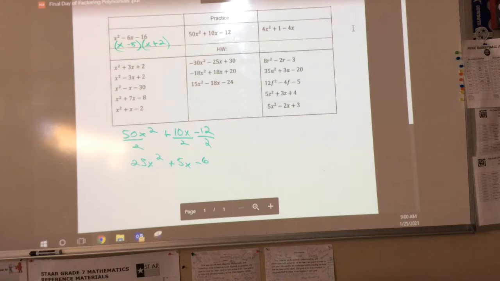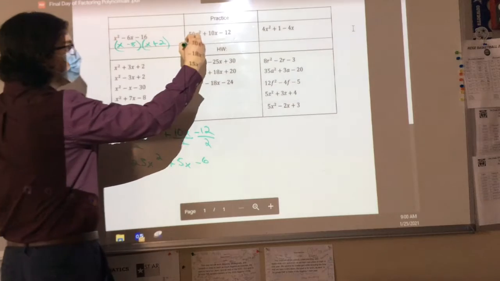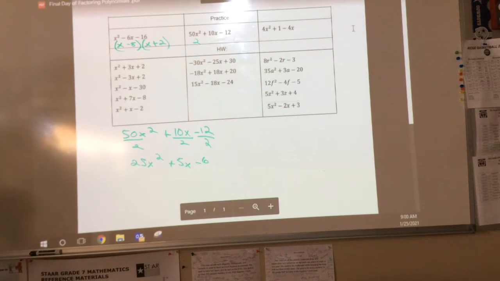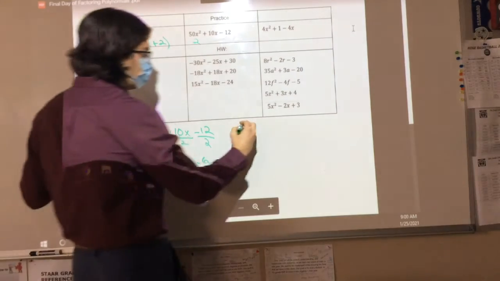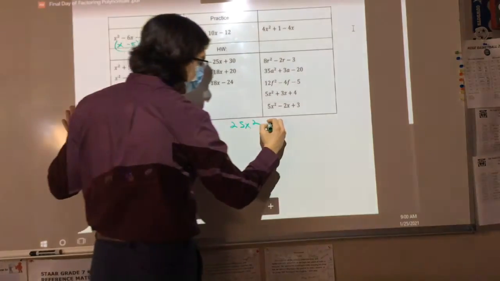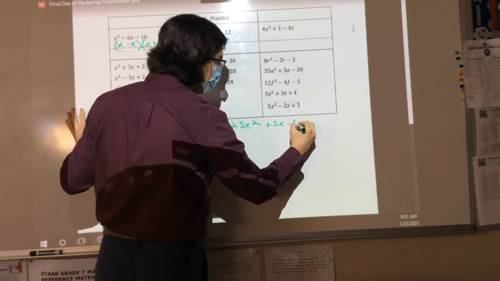We okay there? So in my answer now, I've got to have this divided by 2. So I'm going to just add the 2 up here just as a reminder. We'll get back to that shortly. Okay, so 25x squared plus 5x minus 6.